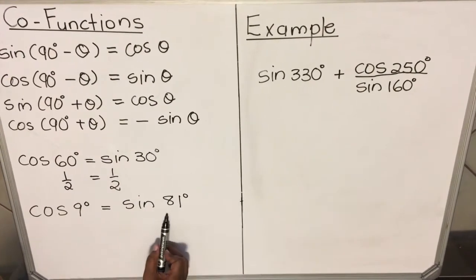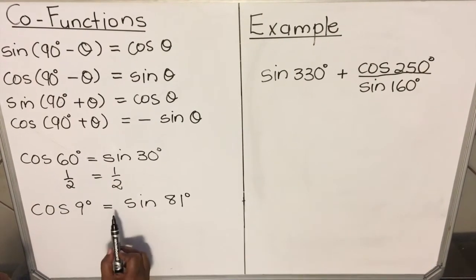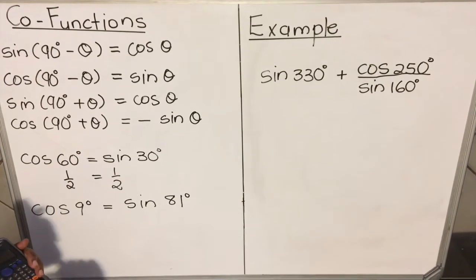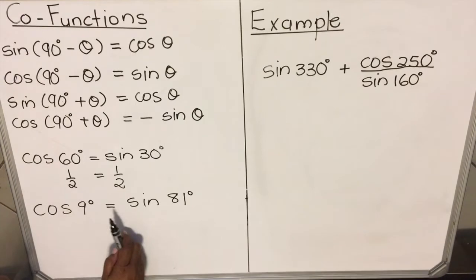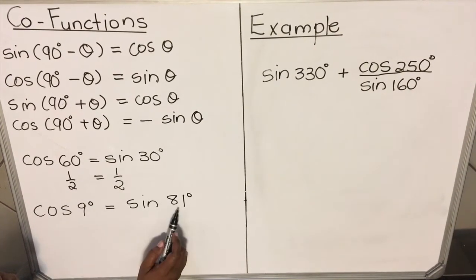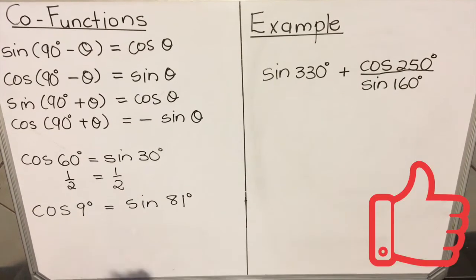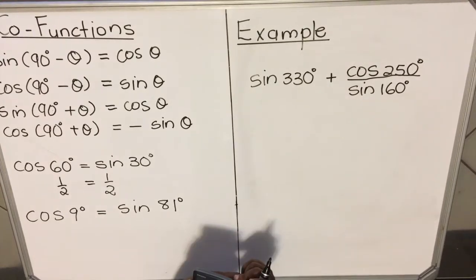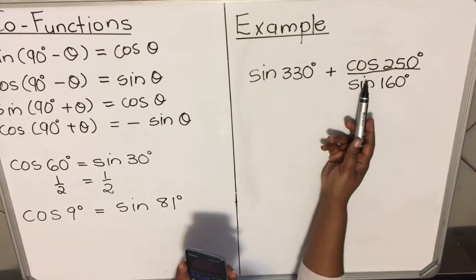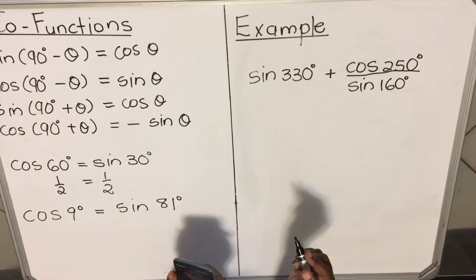So here's an example. Cos 9 will be equal to sine 81. When I add 9 and 81, I get 90. So if one is cos, one is sine, and the angles add up to 90, then those two ratios are equal. We're going to use this information in an example. Now, we have an example here. Sine 330 plus cos 250 divided by sine 120. And then the instruction says simplify.